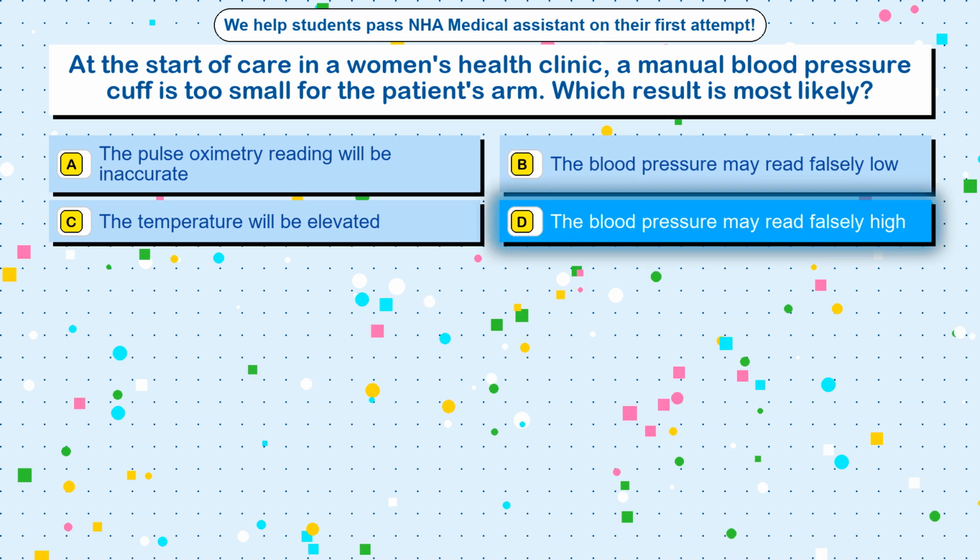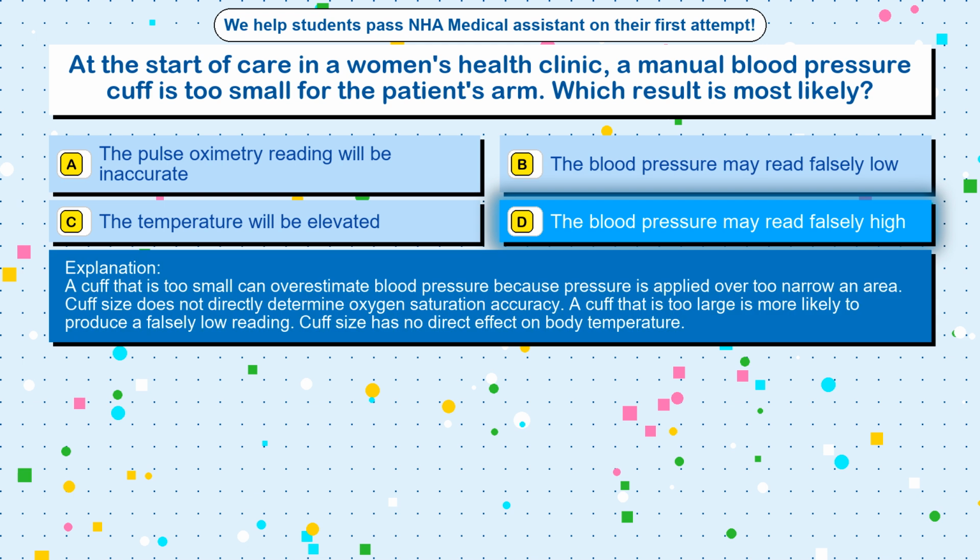The correct answer is option D, the blood pressure may read falsely high. A cuff that is too small can overestimate blood pressure because pressure is applied over too narrow an area. Cuff size does not directly determine oxygen saturation accuracy. A cuff that is too large is more likely to produce a falsely low reading. Cuff size has no direct effect on body temperature.